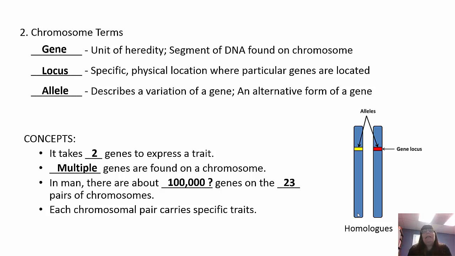So the gene is the trait. The allele is the alternative form of those genes. So going back to flower color, the gene is for flower color. The alleles are purple and white. So the gene is the trait, the alleles are the variations of that trait. Okay, so the flower color is the gene, purple and white are the alleles.